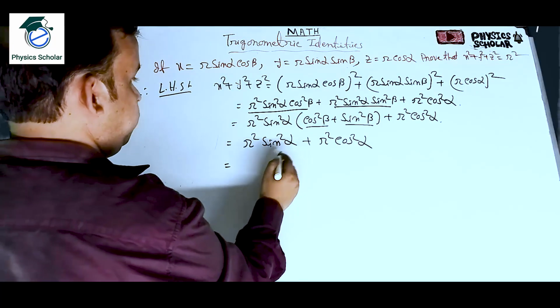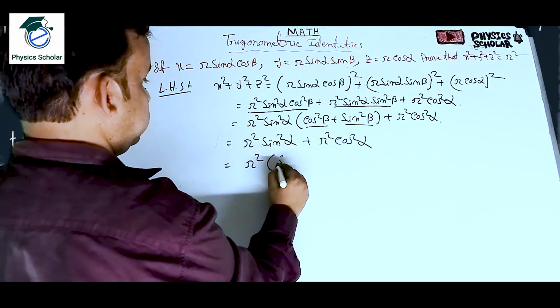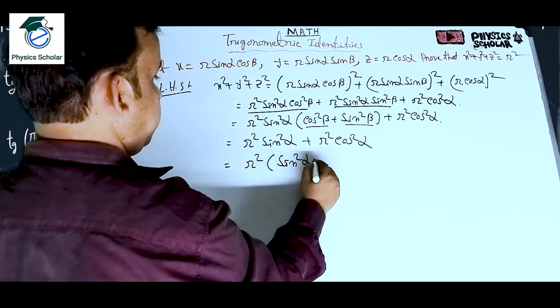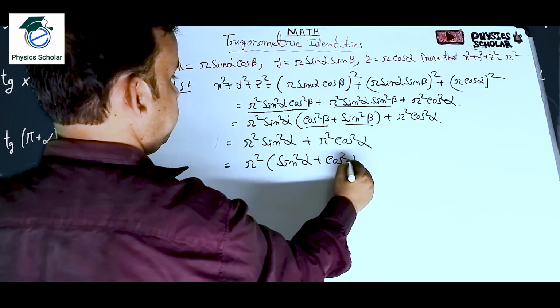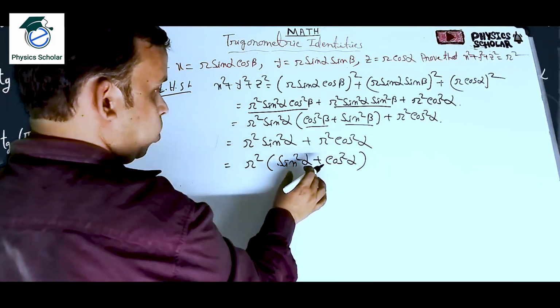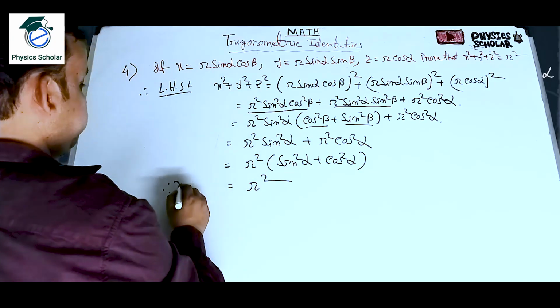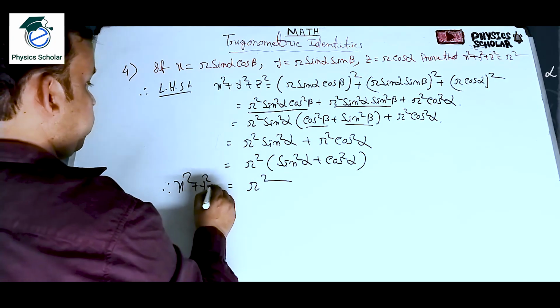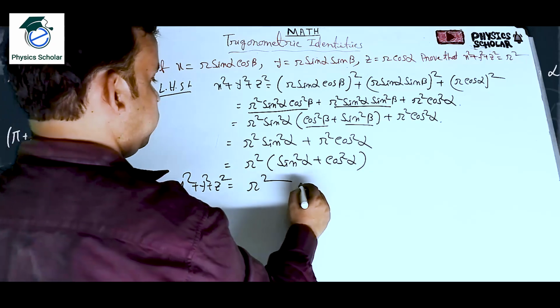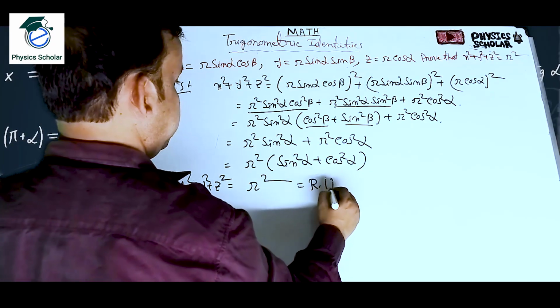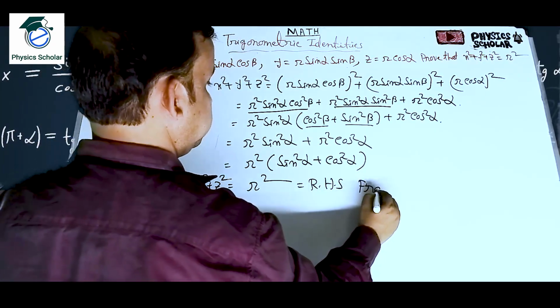Okay, so from here what is common? r² common, so sin²α + cos²α. sin²α + cos²α means what? 1. So r². That means x² + y² + z² = r², which is the right hand side. Proved.